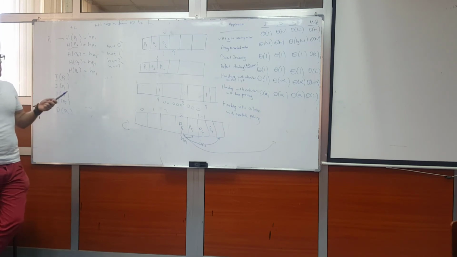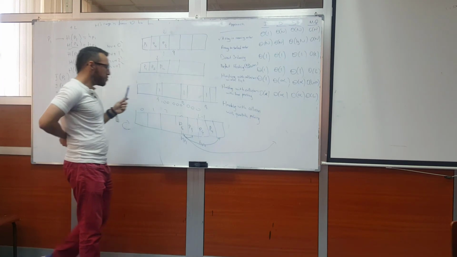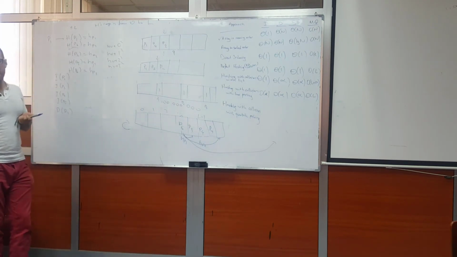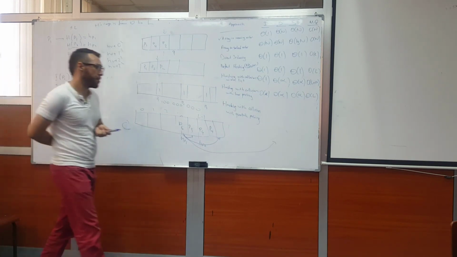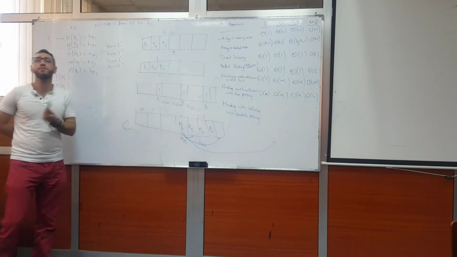I think in practice this is performing a little better than this one. But in terms of asymptotic time complexity, I don't think it's going to make any difference. It should still be the same. These are basically different probing algorithms because in practice they see different results. That's why they use it.